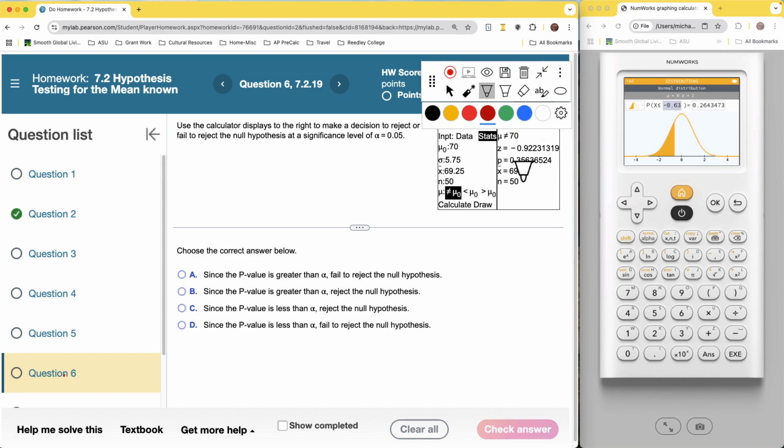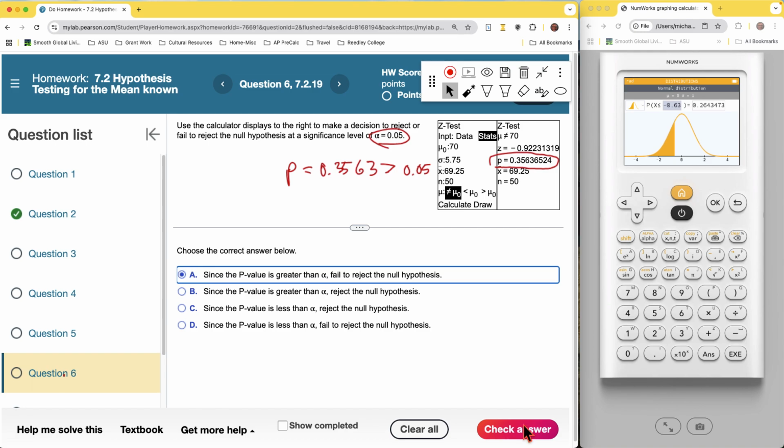Ours would maybe do a little differently, but they've calculated a p-value here, 0.3563. So we get p equals 0.3563. That's bigger than the alpha, right? It's bigger than 35%, is bigger than 5%. We do not reject it. We need to be smaller than the alpha to do that. Since the p-value is greater than alpha, fail to reject the null. That's what we got to do.